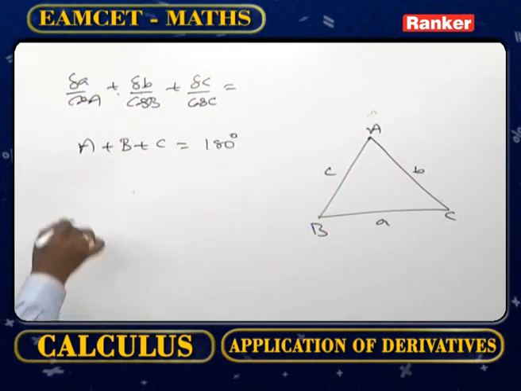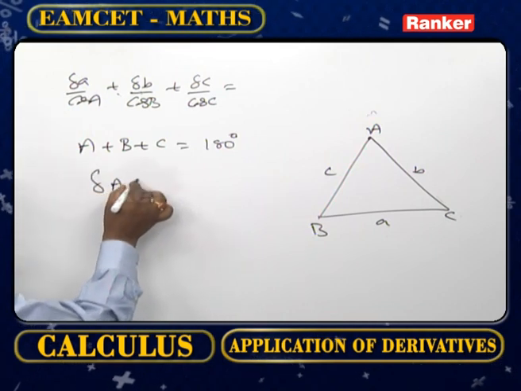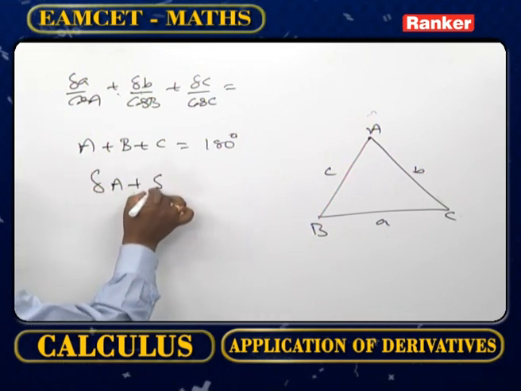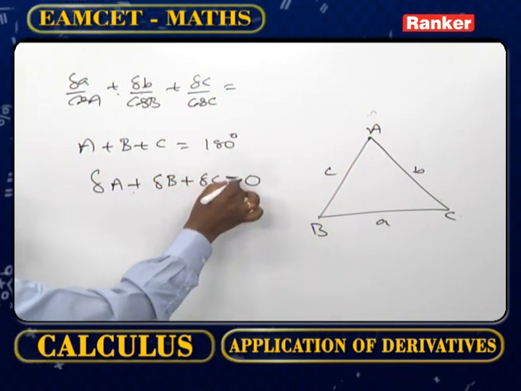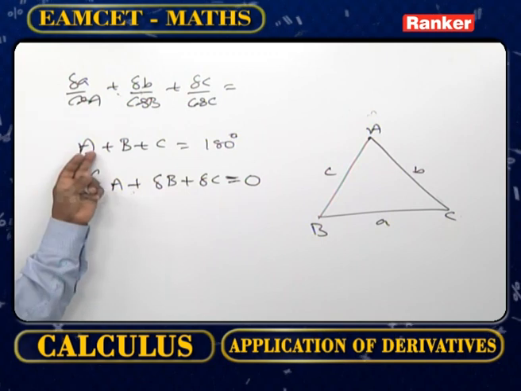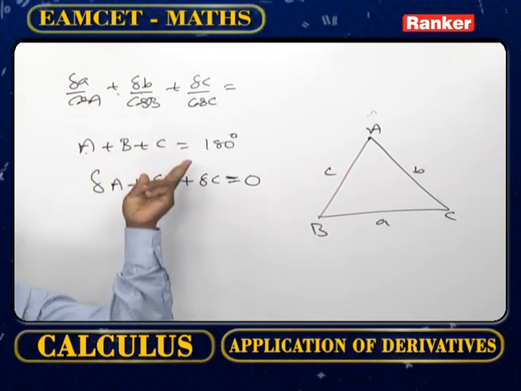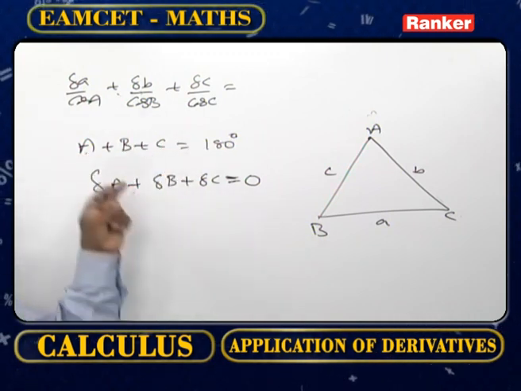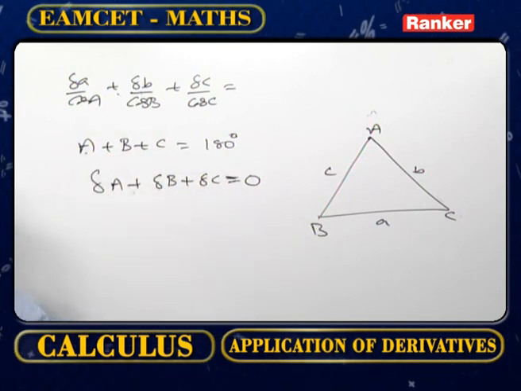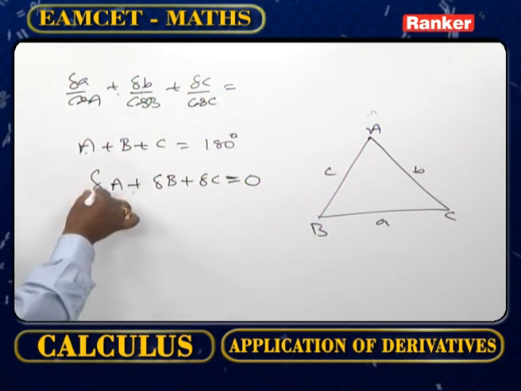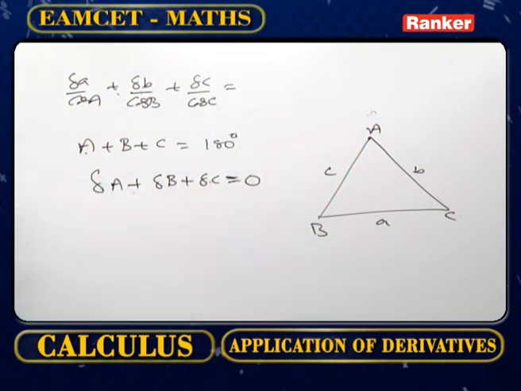Now the sum of changes δA + δB + δC also equals 0. If suppose two angles increase 1 degree each, the third angle must decrease 2 degrees, because the sum of errors in the angles equals 0. δA + δB + δC = 0.